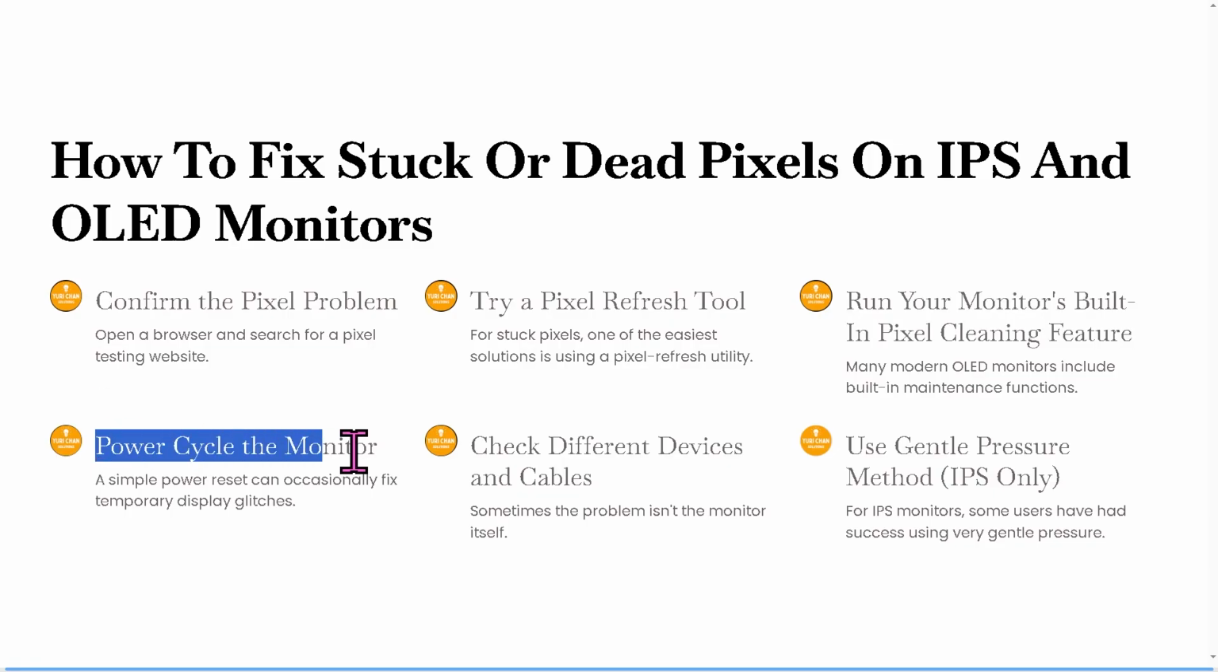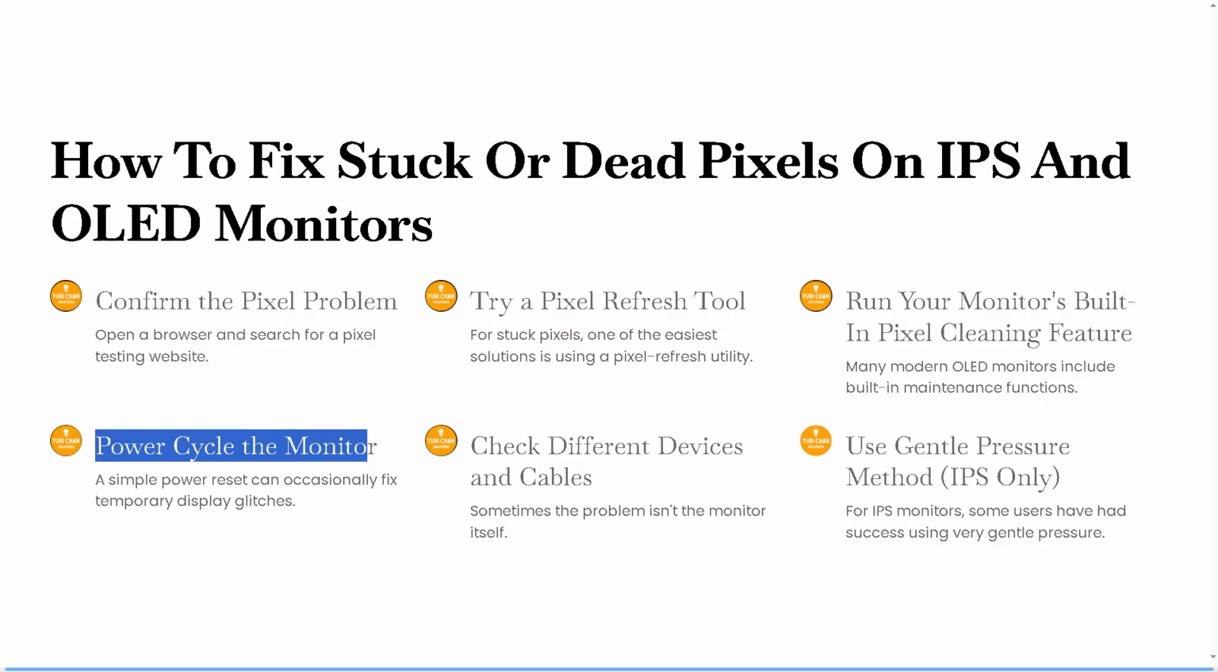And then you might want to try to power cycle the monitor. A simple power reset can occasionally fix temporary display glitches. All you have to do is turn off the monitor, unplug the power cable, wait for at least 1 minute, reconnect the power cable, and turn the monitor back on. After restarting, check whether the pixel issue remains.